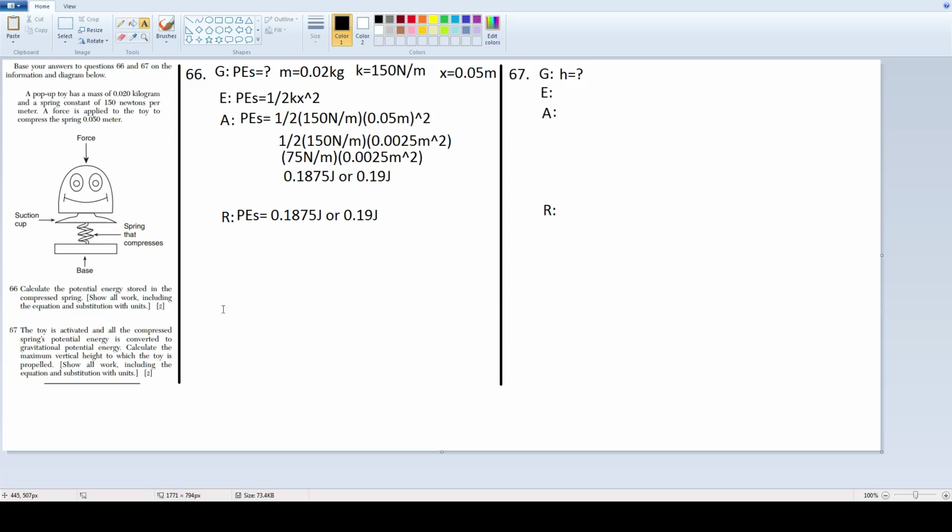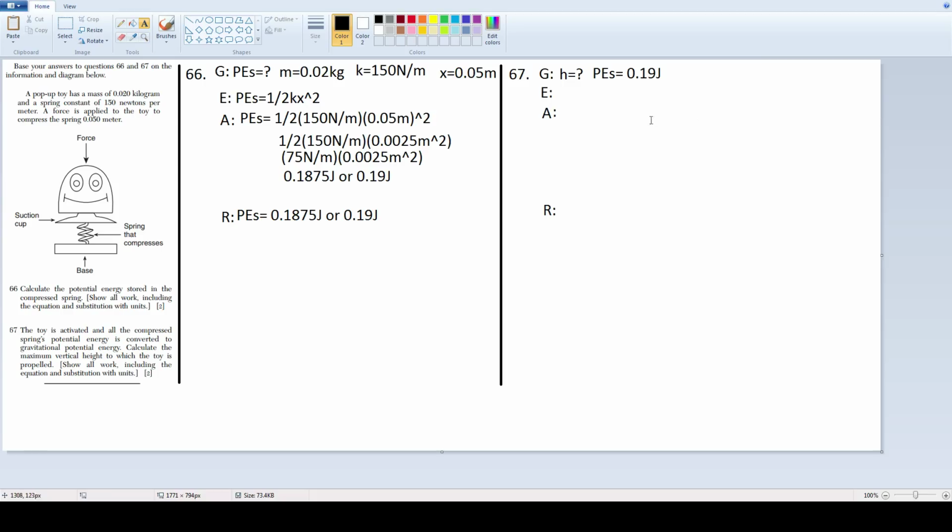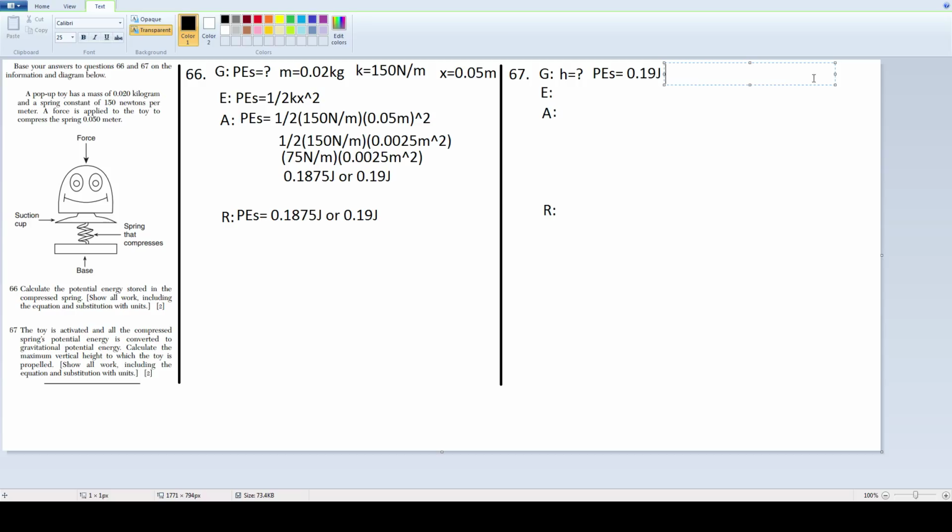Next we can basically go off the givens. I'm not really going to rewrite the givens, since we already have them. The only given that I will actually rewrite is the potential energy, since that's the one that I think we're going to use. These givens right here we can just refer back to if we need them. So potential energy of the spring will be equal to 0.19 J. I'm just going to use 0.19 since it will be easier to use. Then mass, of course, I'll just rewrite it. Mass is 0.02 kg.